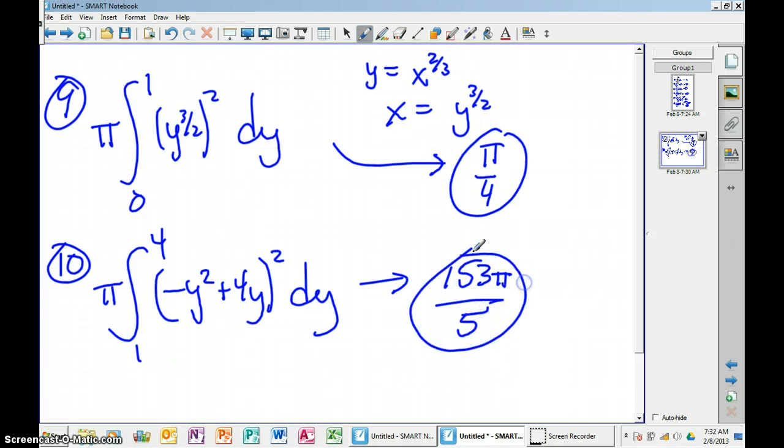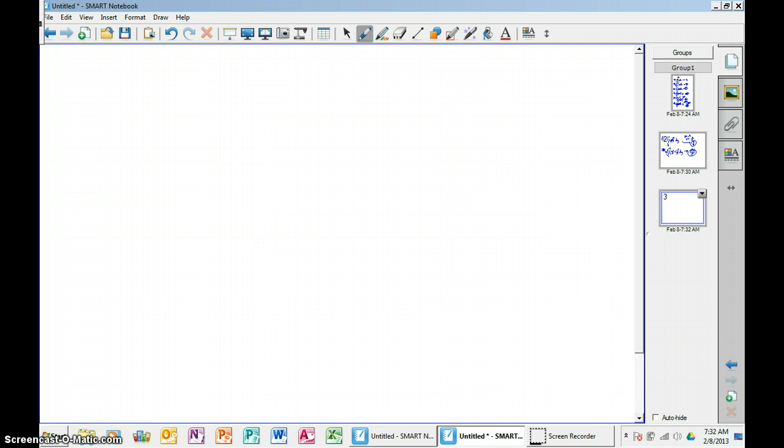If you are just taking my word for the answer, you're not doing a good job. You need to work these out. You need to go for it. Those were all the homework for discs. Now I want to do the homework for the washers. I had some for the washers you wanted to see. So the washers were number 5.